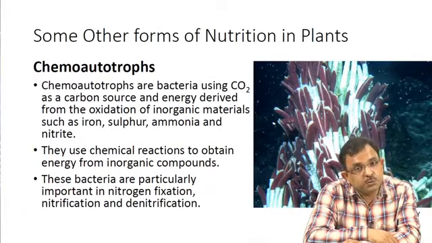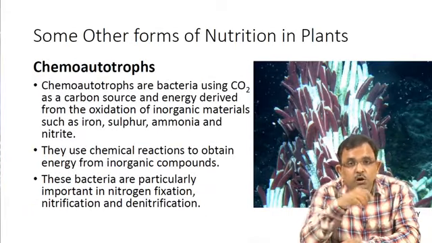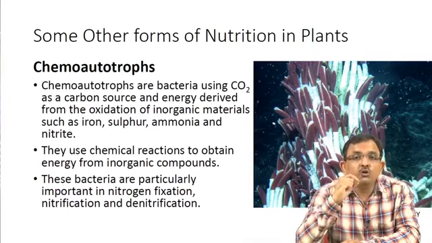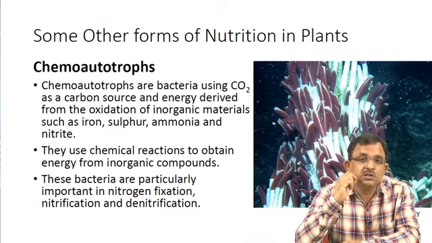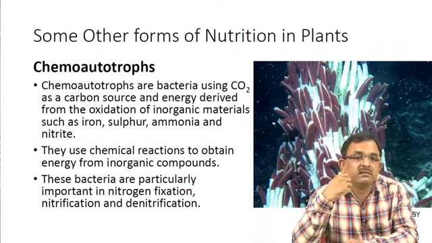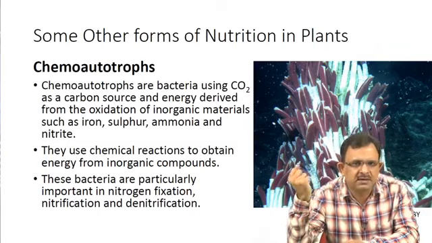Then there are some chemoautotrophs also. Chemoautotrophs are basically bacteria which use carbon dioxide as carbon source, and they derive energy by the oxidation of inorganic materials such as iron, sulfur, ammonium and nitrate.